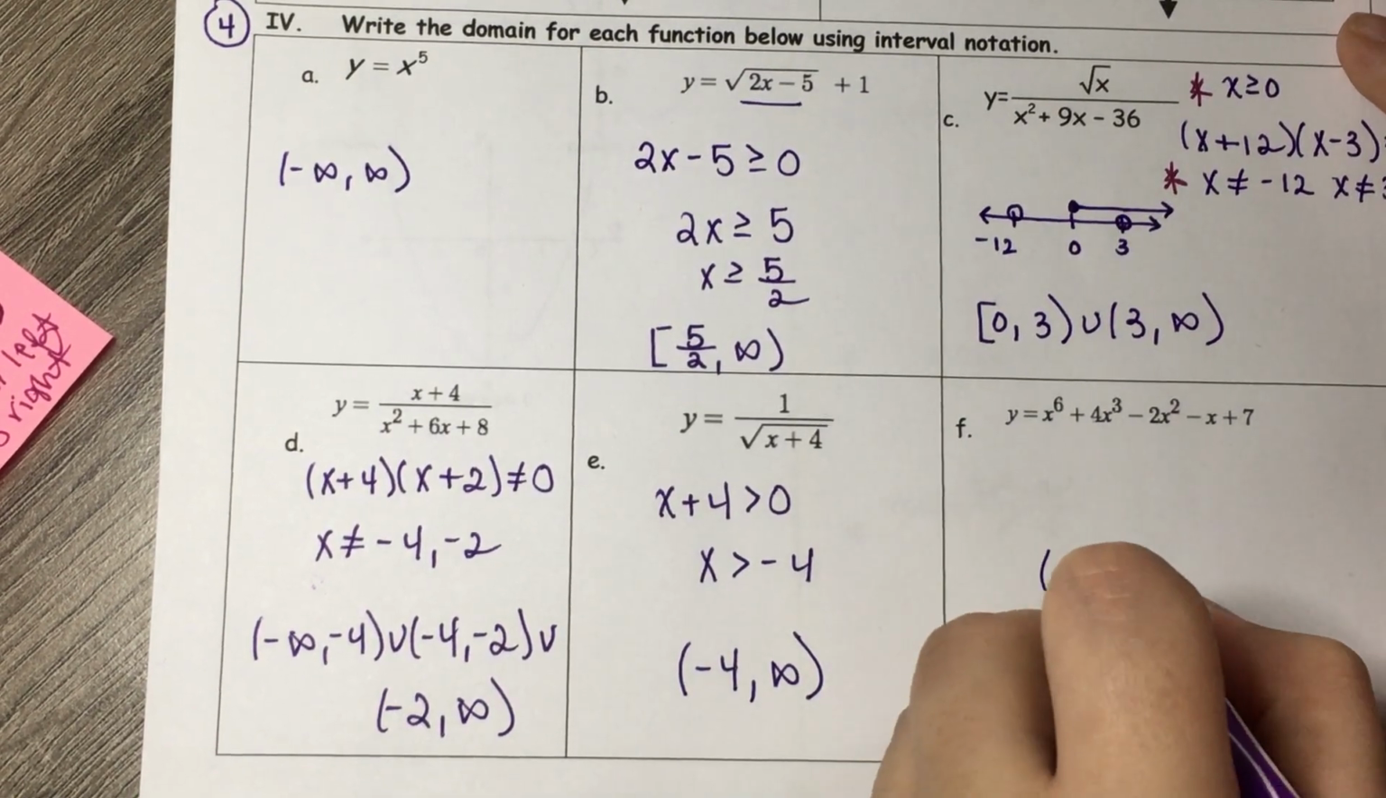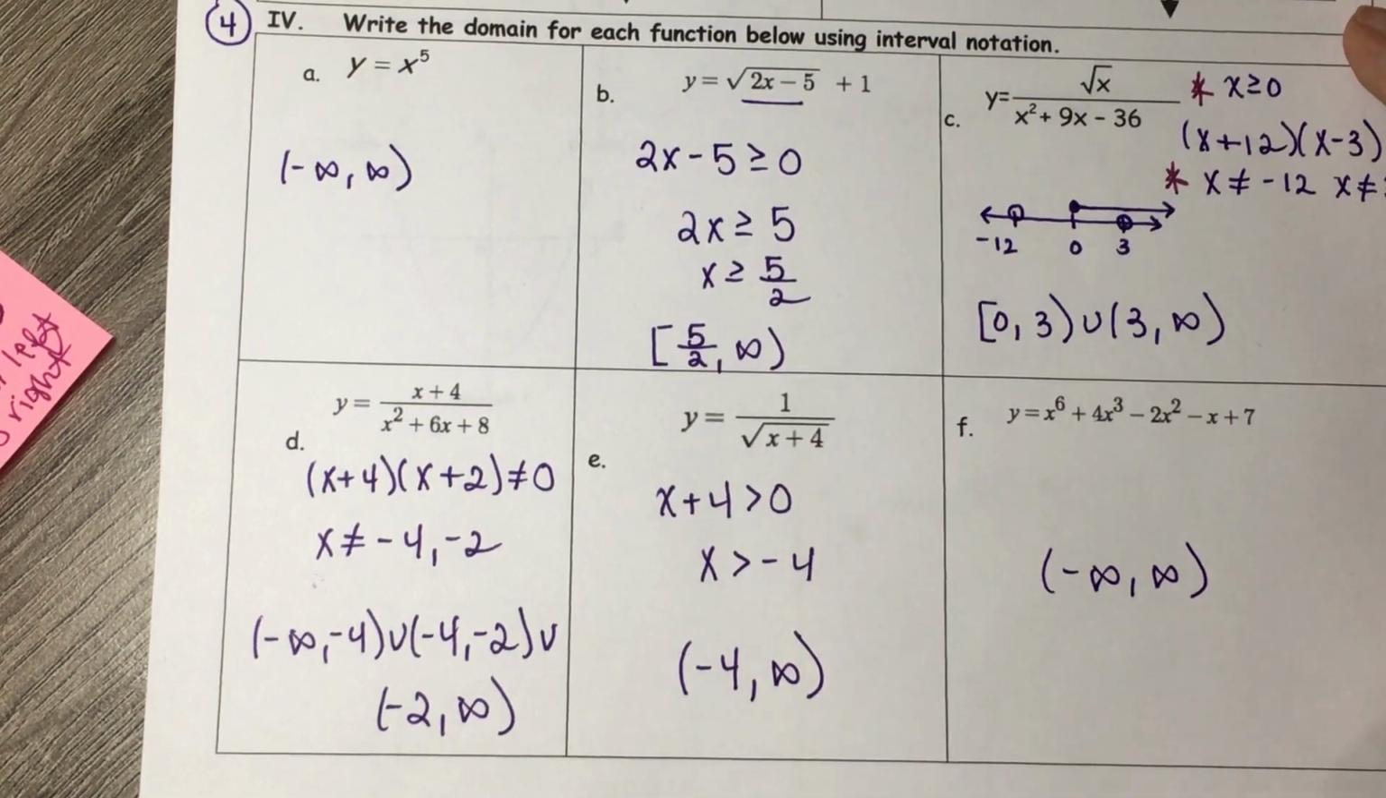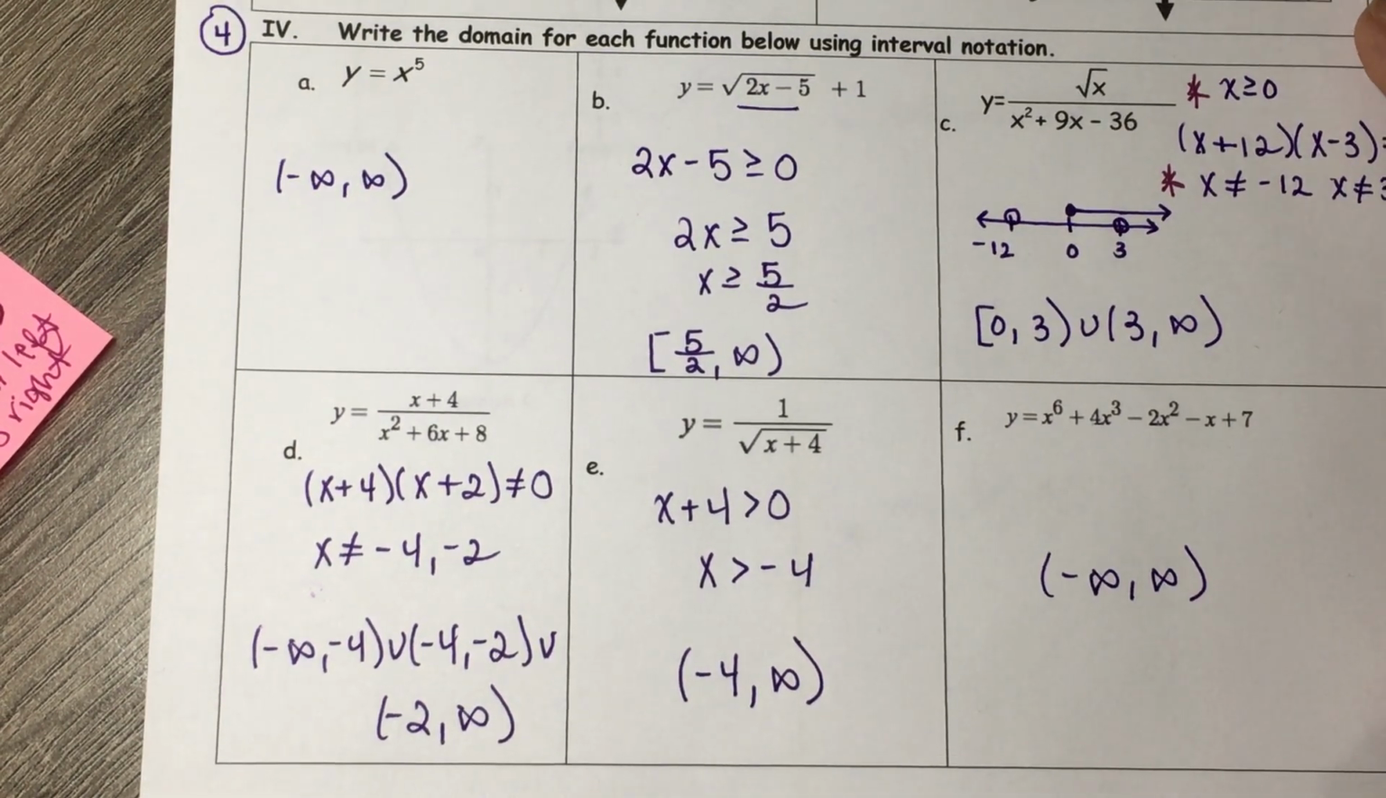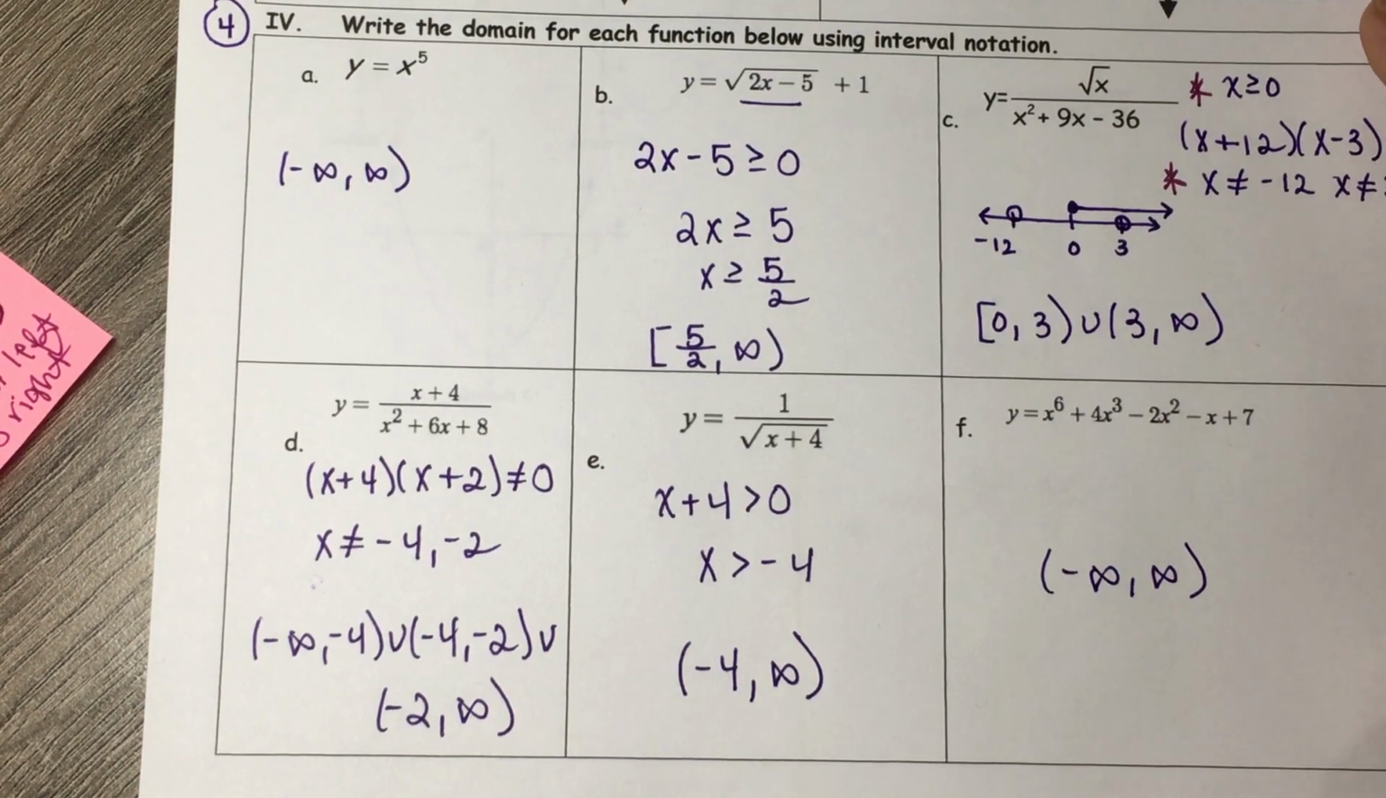And then for this last one here for f, we just have negative infinity all the way to positive infinity because it is a polynomial, no radicals, and no denominators.